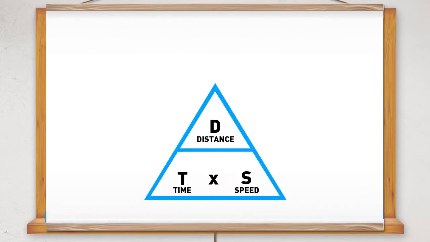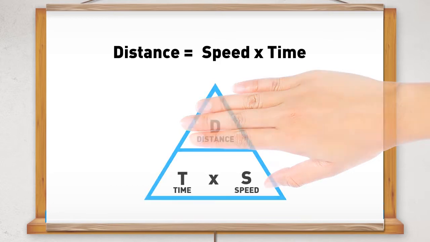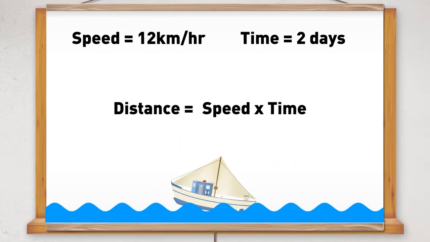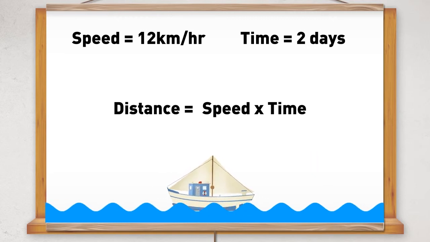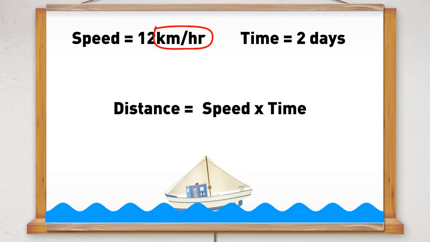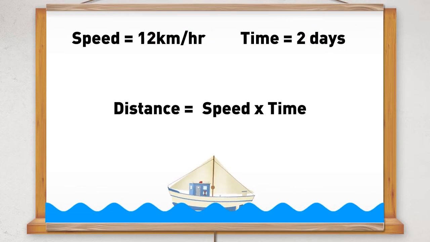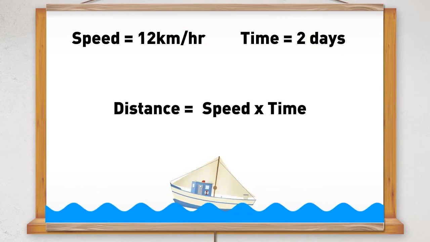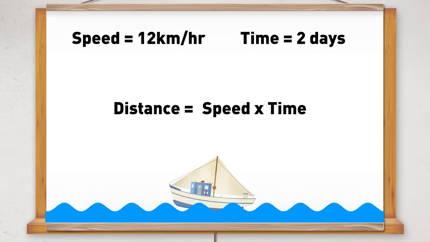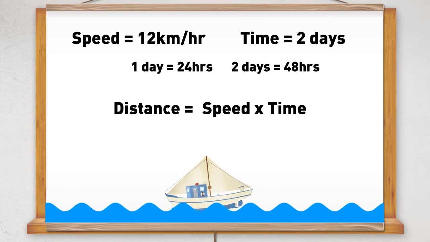Using the formula triangle to find the distance, I cover up the distance, and the calculation I need to do is speed multiplied by time. Since the compound measure of speed is one of the quantities given, we need to check the units in the question. The speed is in kilometers per hour, and the time is in days, so the time units don't match up. So we need to convert the 2 days into hours. Since 1 day equals 24 hours, then 2 days equals 48 hours.